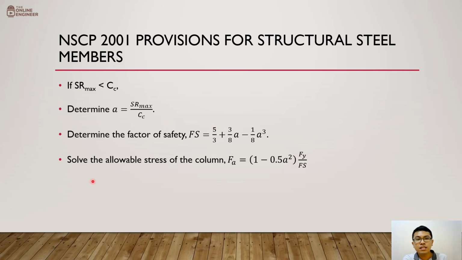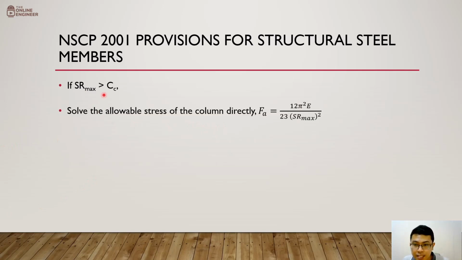Now, what happens if our maximum slenderness ratio is greater than Cc? Well, if it's greater than Cc, then the code allows us to solve for the allowable stress of the column directly using the formula that we have over here, and which is just 12 pi squared E over 23 times the maximum slenderness ratio of our column squared.